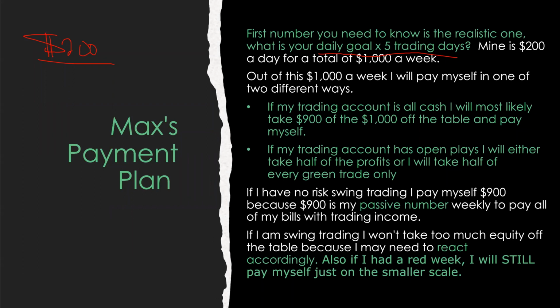Out of the $1,000 a week, I will pay myself in 2 different ways. All right. So when I hit that goal, I pay myself in 2 different ways. If my trading account is all cash, I'll most likely take $900 of the $1,000 off the table and pay myself. If my trading account has open plays, I'll either take half of my profits or I'll take half of every green trade only. So maybe I had some bad trades, I had some good green ones, and I'll just take a smaller portion. If I have no risk swing trading, I pay myself $900 because $900 is my passive number. What is your passive number, guys?